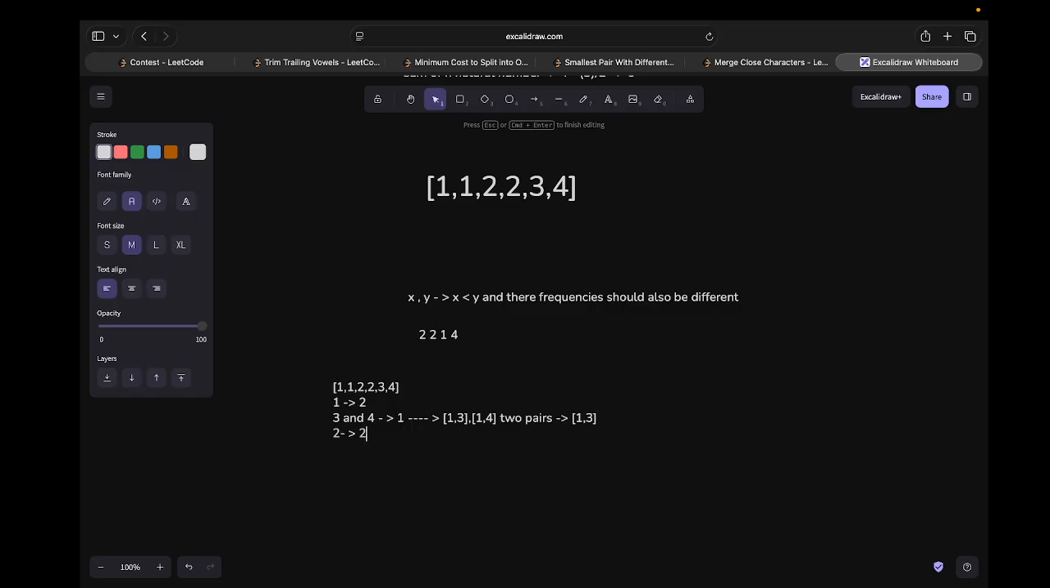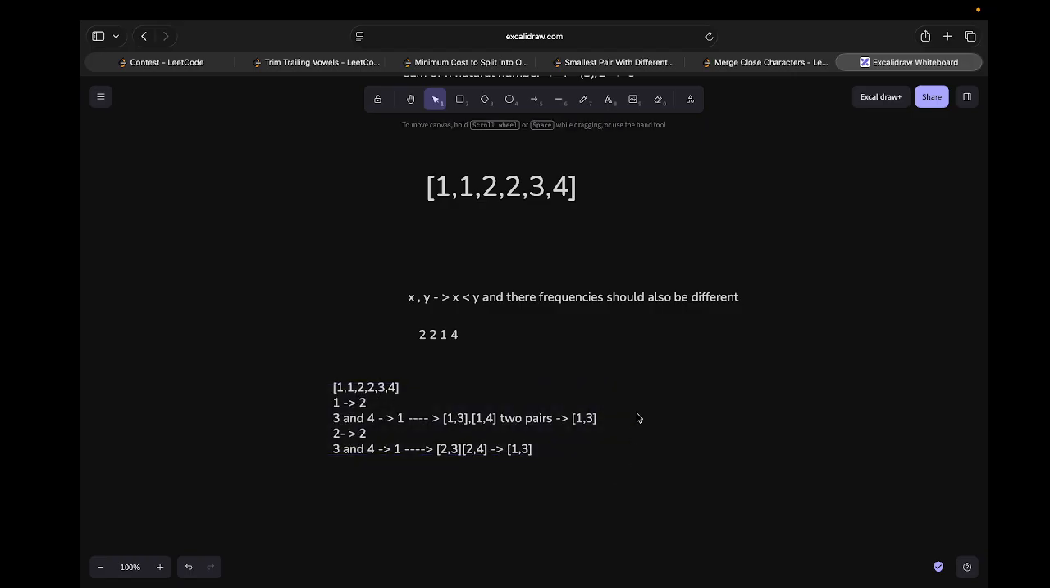2 also has the frequency of 2, and 3 and 4 have the frequency 1. Then our pairs are going to be 2 3 and 2 4. And among all the pairs, we just have to return the minimum. And if you see, 1 and 3 is the minimum, so this is what we have to return.